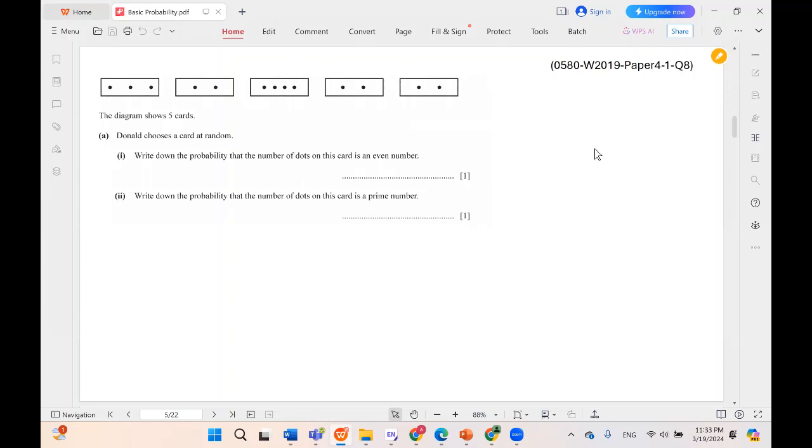The diagram shows 5 cards. In I, we are required to find the probability that the number of dots is even. So let's write them out. Let's write down the numbers. So this is 3, 2, 4, 2, and 2. In terms of even and odd, this is odd, even, even, even, and even. So the probability of an even number is 4 over the total, which is 5.